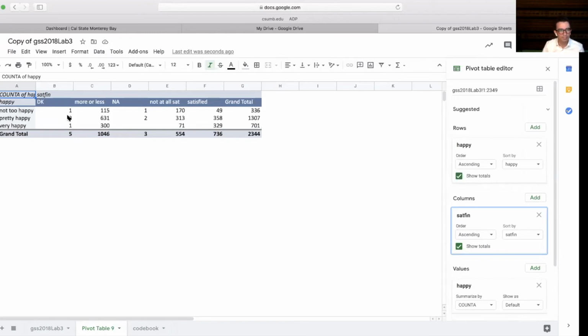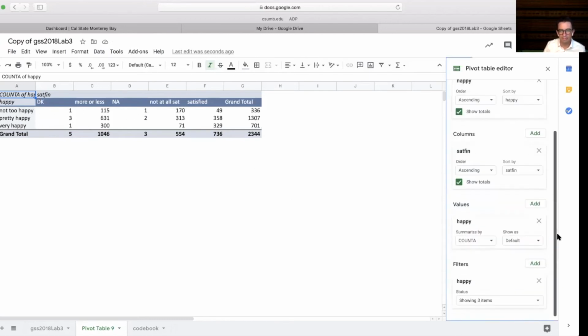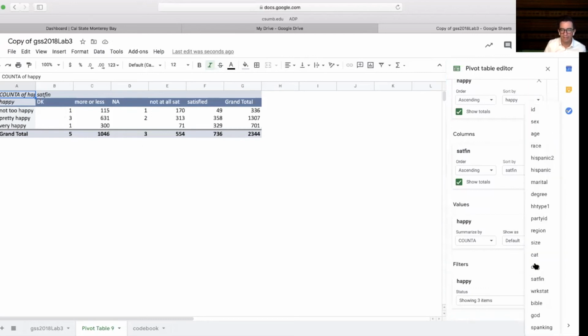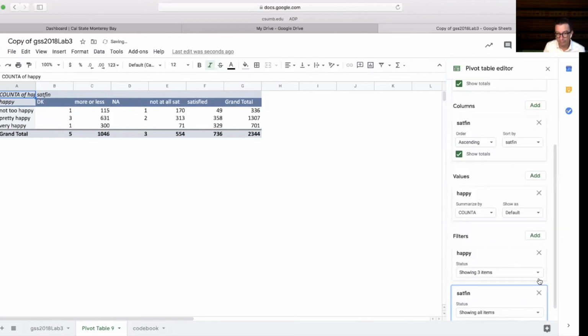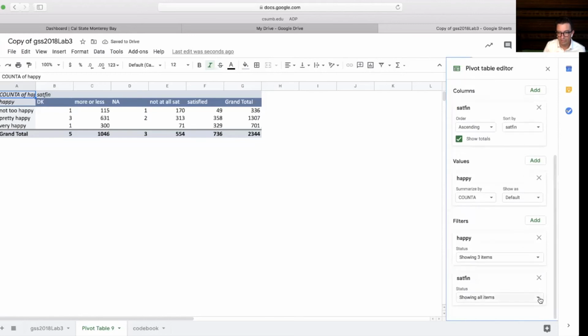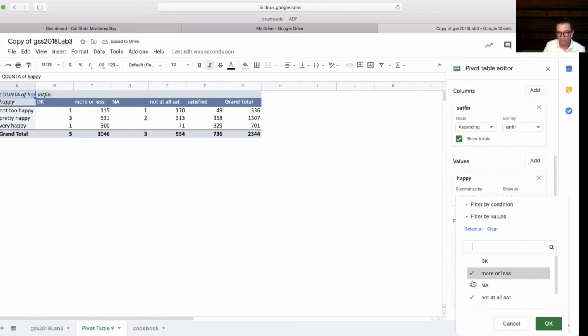You see those categories are here. Again, these don't know and these no apply, they're just creating clutter there. I'm going to get them out. The way to get them out is go to filters and add a filter for that variable and check the values that you don't want. I don't want the don't know, and I don't want the NA.